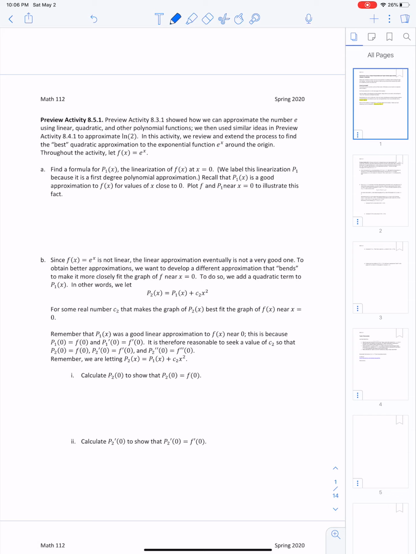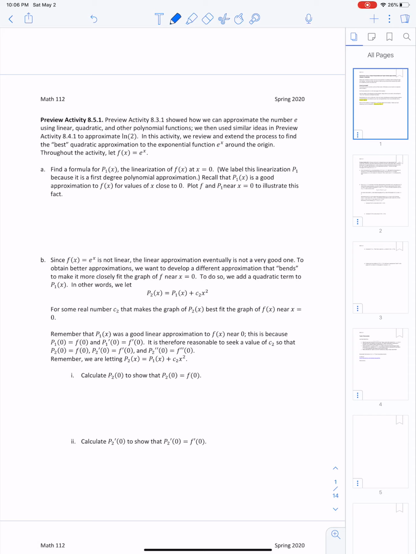So in this activity, it really motivates the main ideas with Taylor polynomials. So what we did is you looked at the graph of e to the x, or you considered the function e to the x, and you found the best linear function to match f of x near 0, and then you found the best quadratic function, the best parabola that matches f near x equals 0.